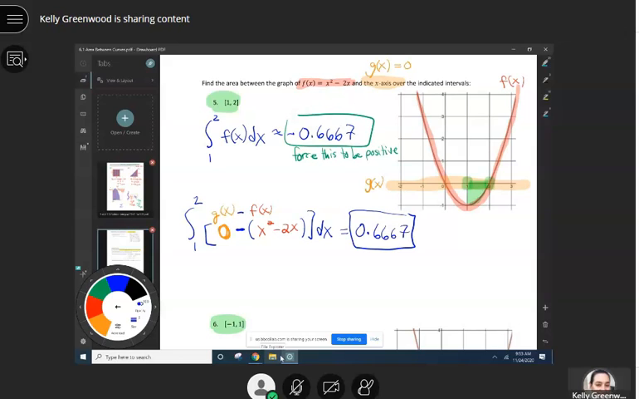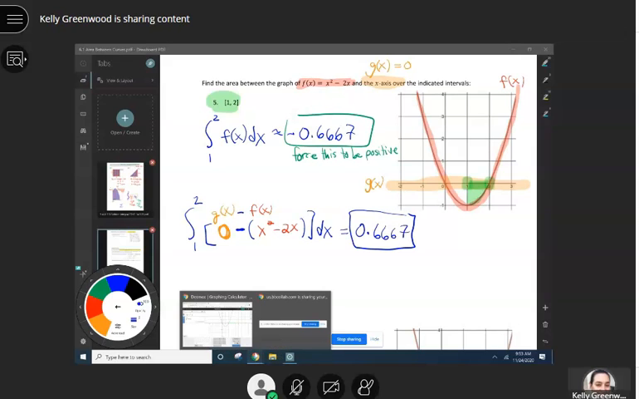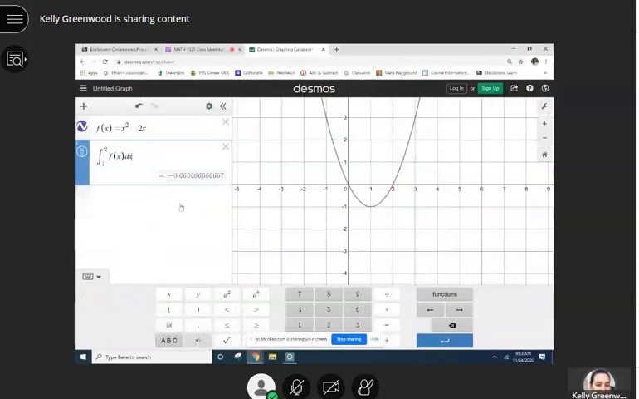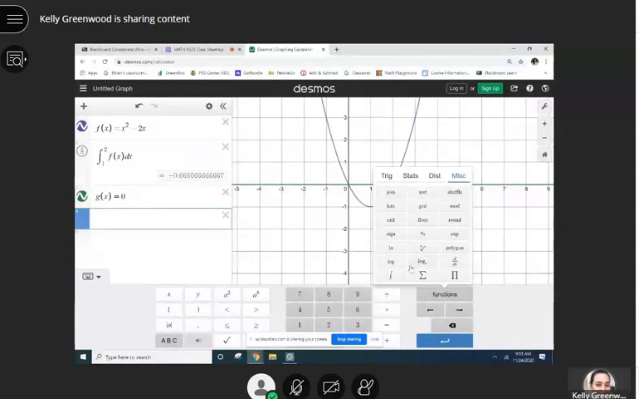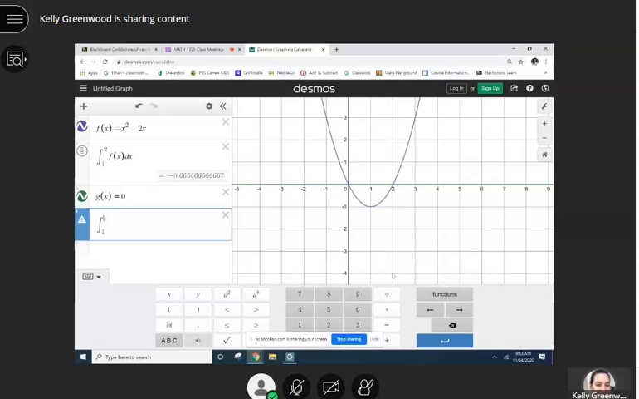Okay, 0 minus x. So let me just add in g of x being 0 here. And now the function from 1 to 2, where g of x is on top and f of x is on bottom. Boom. Just forces the answer to be positive. No interpretation needed.